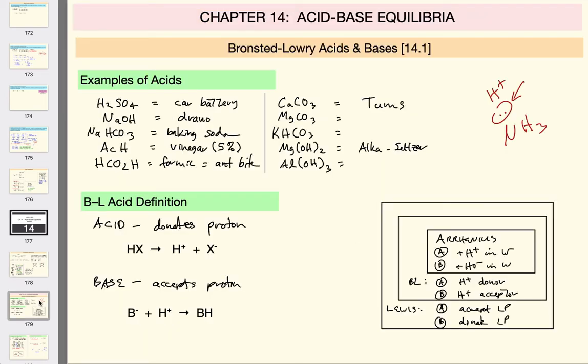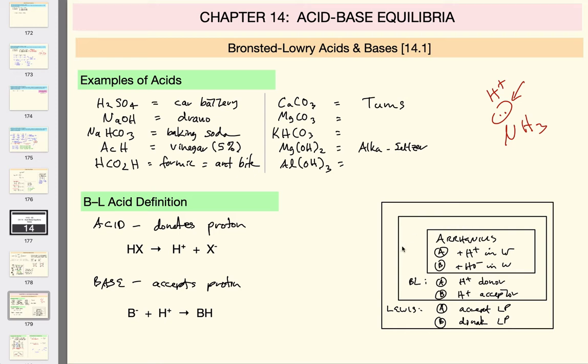We started out by looking at definitions of acids and bases, and you learned that there are three basic definitions. An Arrhenius acid is one in which a proton is donated in water and a hydroxide is donated in water when a material is placed in water. That was the original definition of an acid.